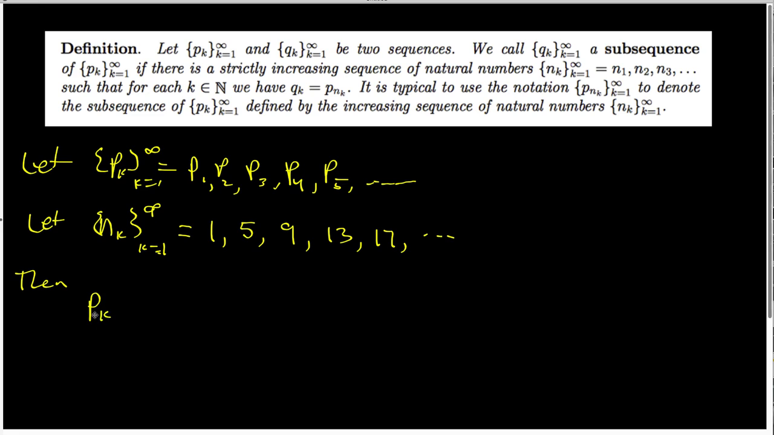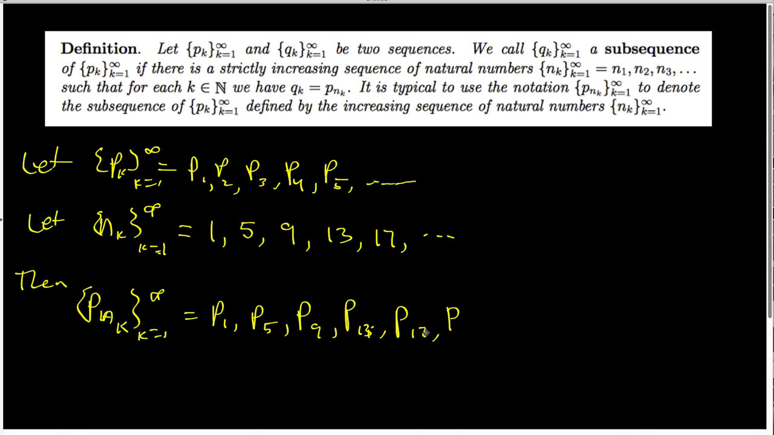Then it would turn out that my subsequence would look like p1, p5, p9, p13, p17, the next one would be p21, p25, and so on. And so this is just a convenient way of picking out specific terms of the sequence. You should be able to understand this definition now and work with it.